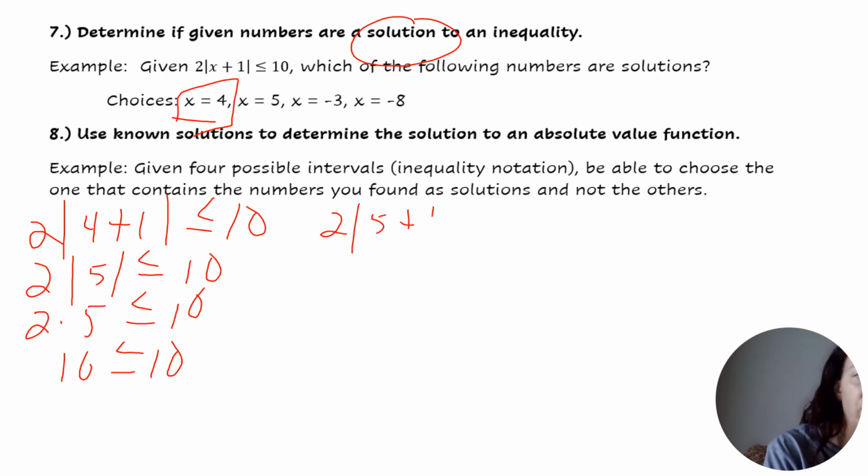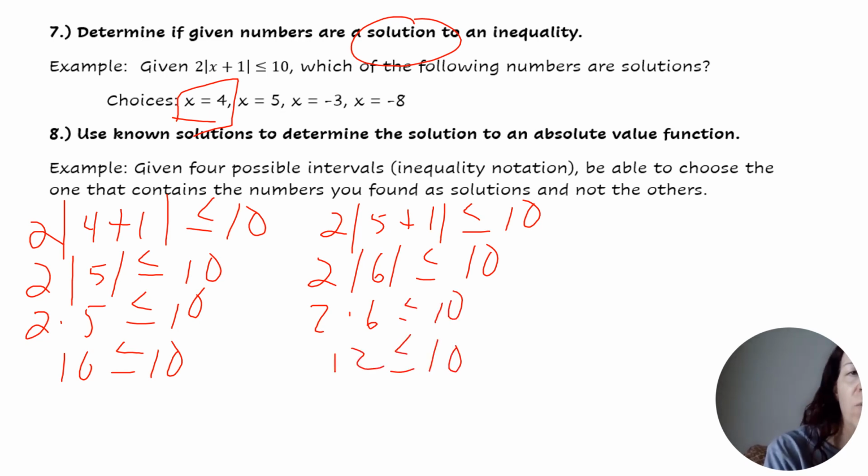You would go through, and 5 plus 1 is 6. Absolute value of 6 is 6, and we get 12 is less than or equal to 10, which is not true. So it's not the 5.